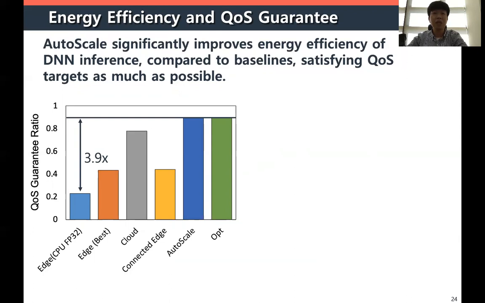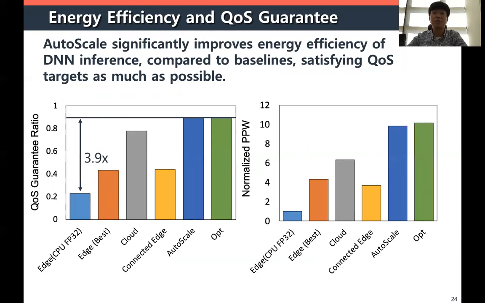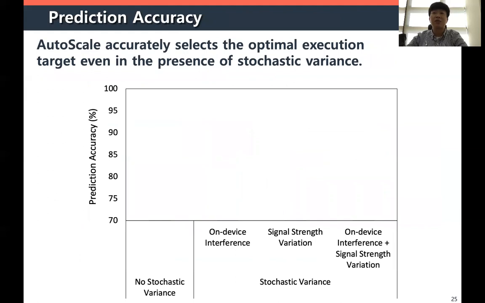This figure shows the normalized performance per watt of various techniques. The x-axis shows the techniques and the y-axis shows the performance per watt normalized to the baseline of Edge CPU. As shown in this figure, AutoScale improves 9.8x energy efficiency compared to Edge CPU. Actually, its energy efficiency is almost close to the optimal one. This is because AutoScale accurately selects the optimal execution target even in the presence of stochastic variance with reinforcement learning.